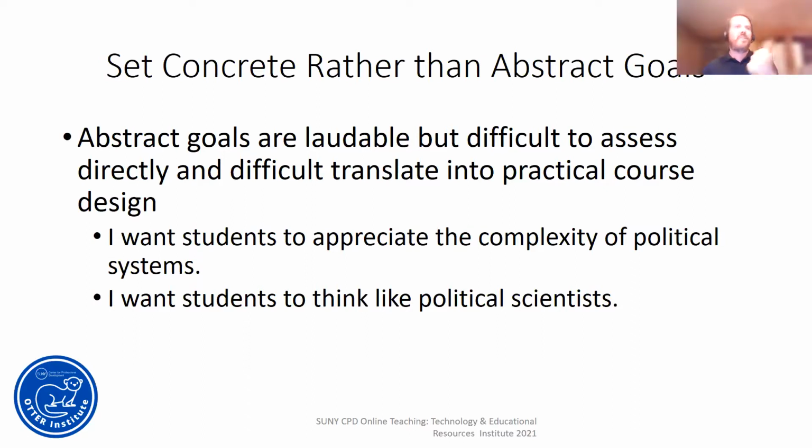Or if you think of the SMART acronym: specific, measurable, achievable, what's the R? It's not realistic. It's relevant to you and your interest, and then time bound. So, you want to create SMART goals, and abstract goals are great, but how do you assess students appreciating the complexity of political systems or thinking like political scientists, right? It's just hard to assess those.